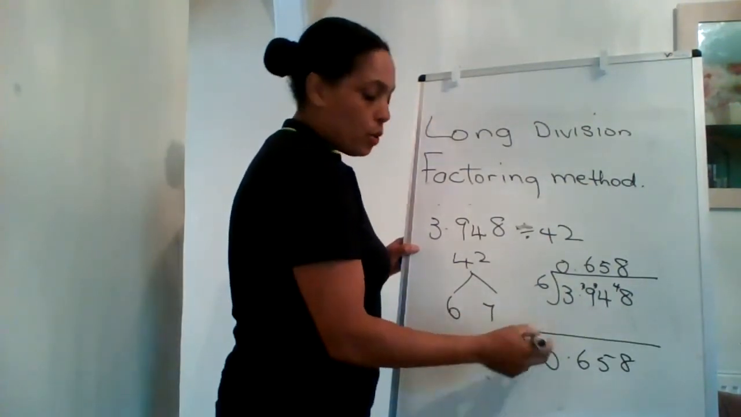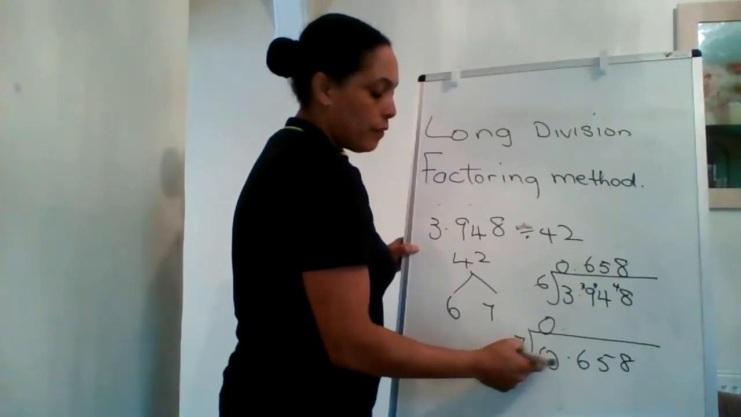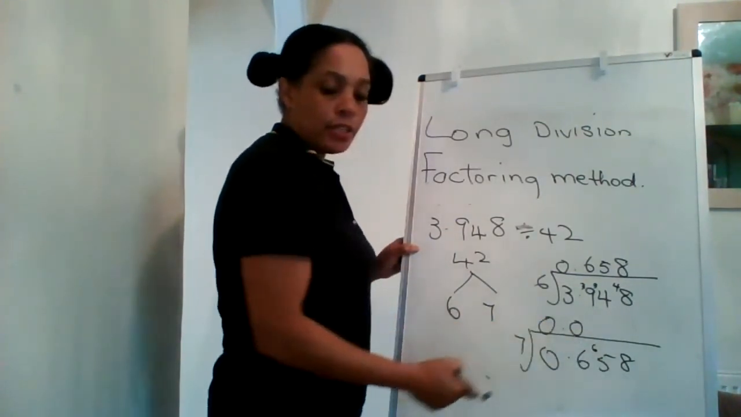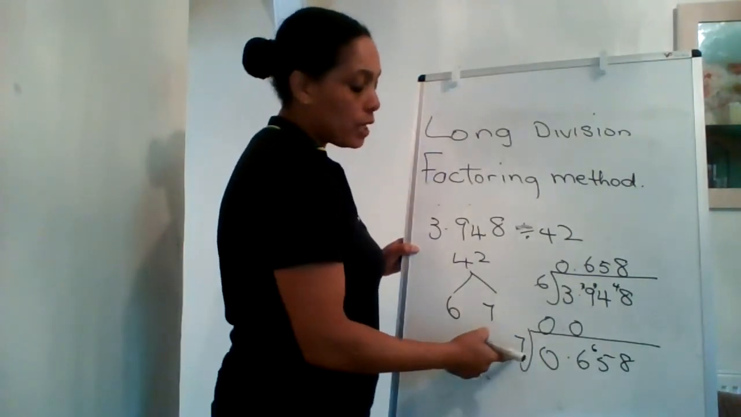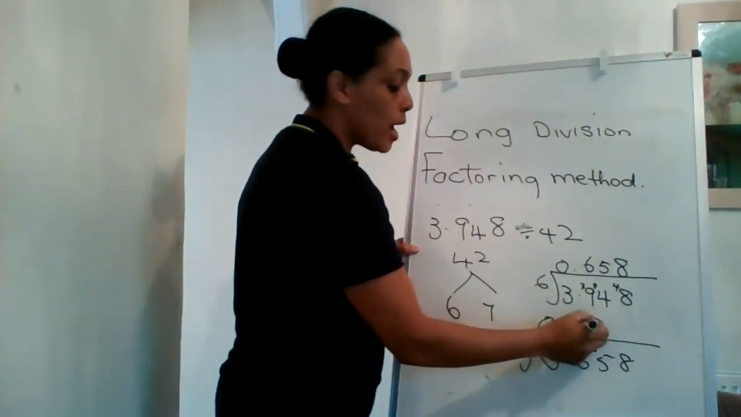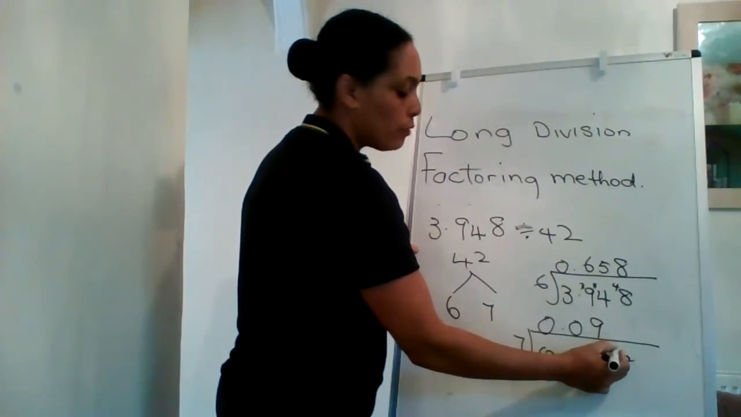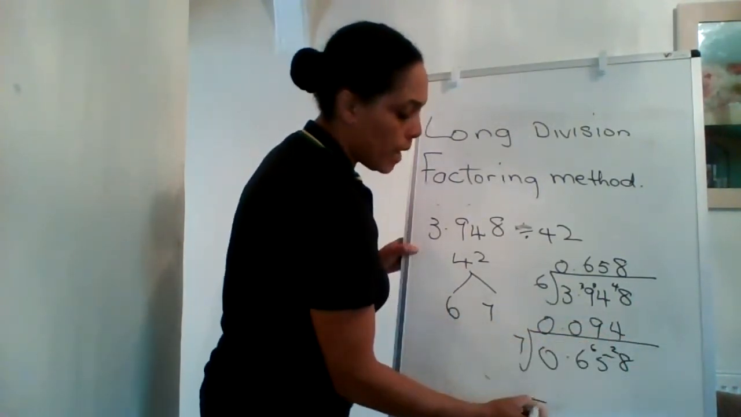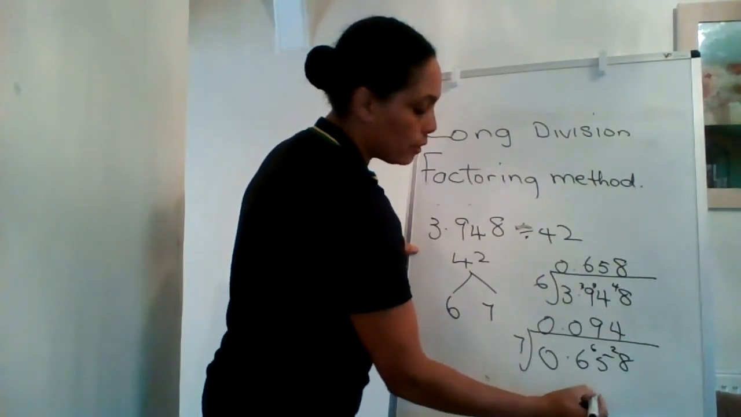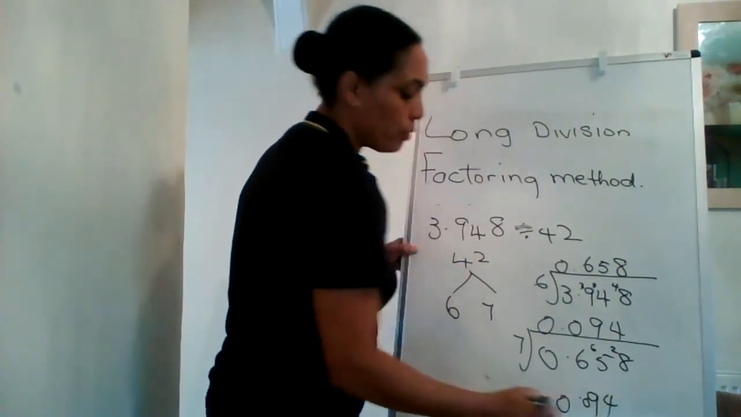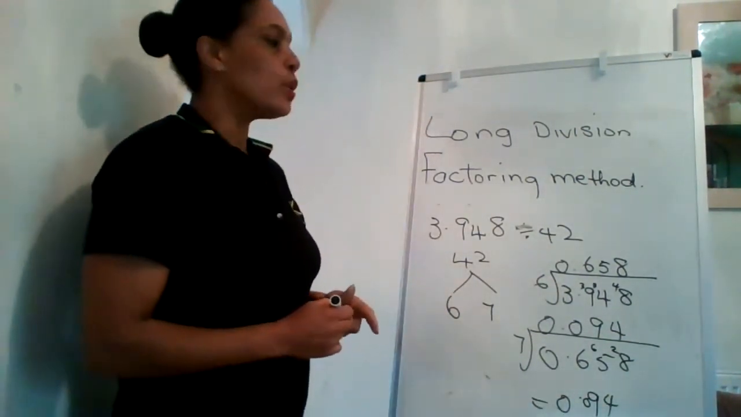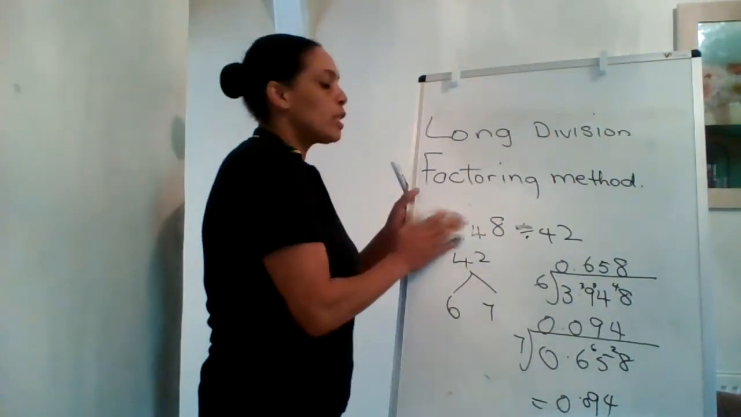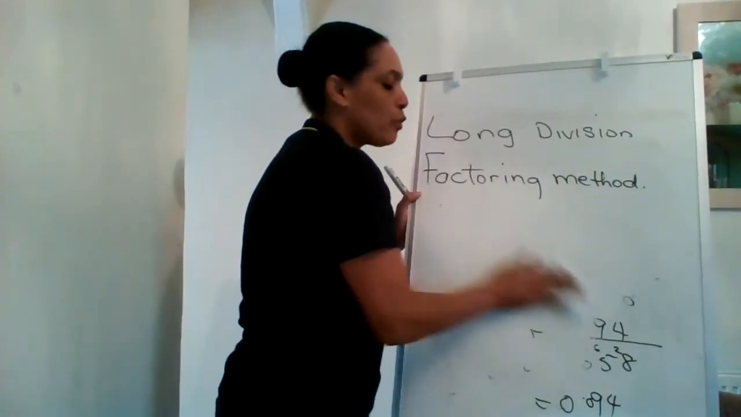Now I'm going to take that and divide it by the other number, which is a 7. 7 into 0, I can't. 7 into 6, I can't, so I put my 6 there. 7 into 65 is going to give us 9, because 7 times 9 is 63, and I'm going to have 2 left over. 7 into 28 is 4, so my answer is 0.094.